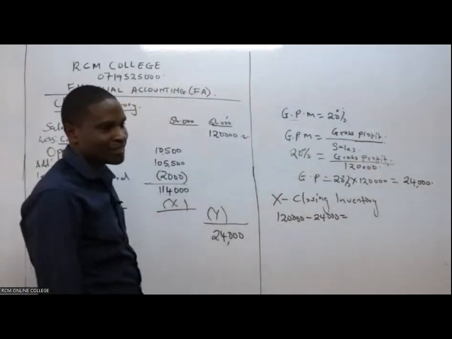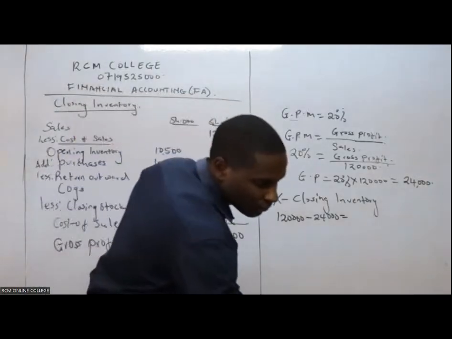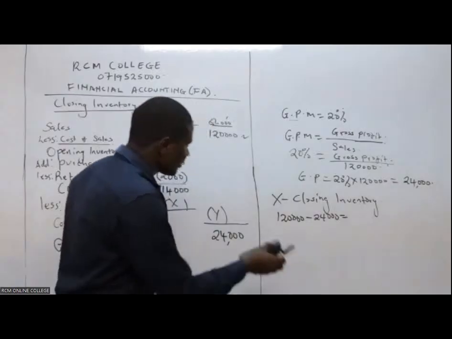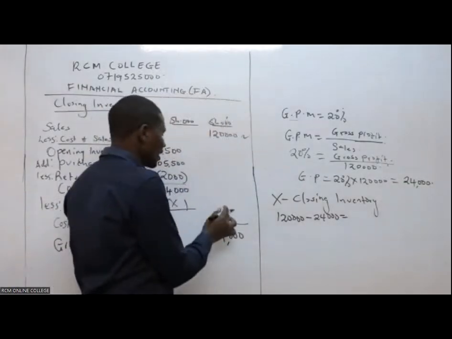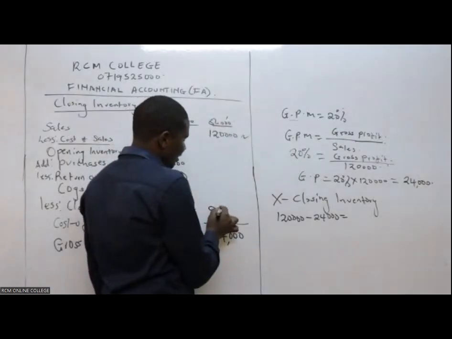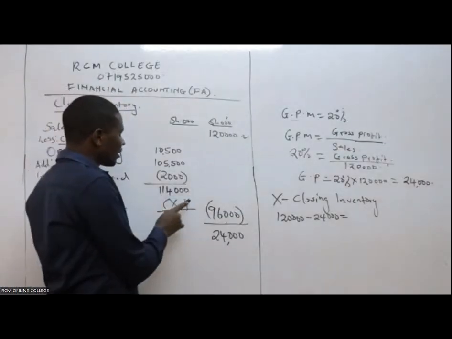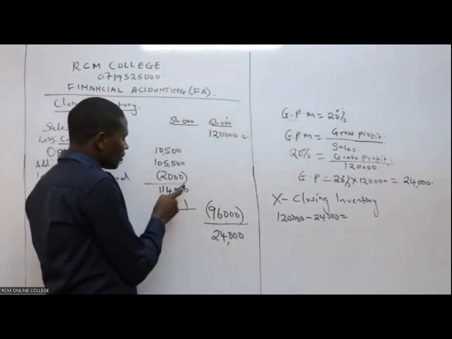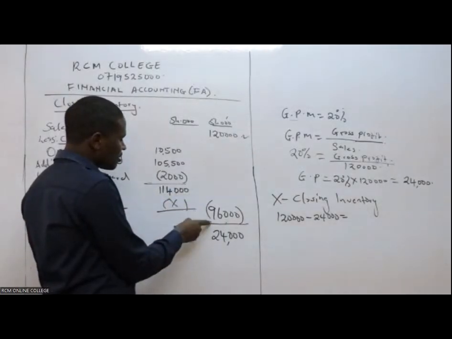How much are you getting? A good student can give me this very fast. 96,000. So my Y there is 96,000. Who can now get us the closing stock? Somebody get the closing stock for us, it is easy. 140 minus this, you get this.